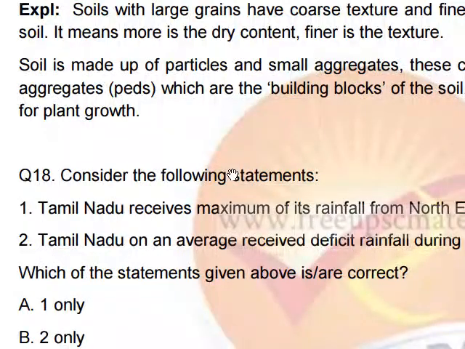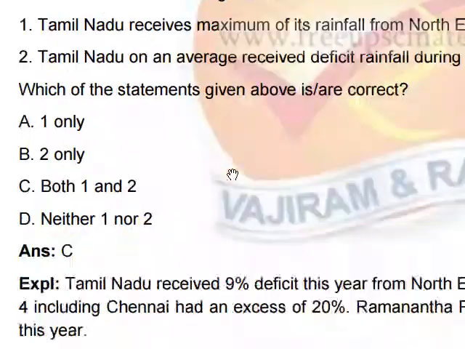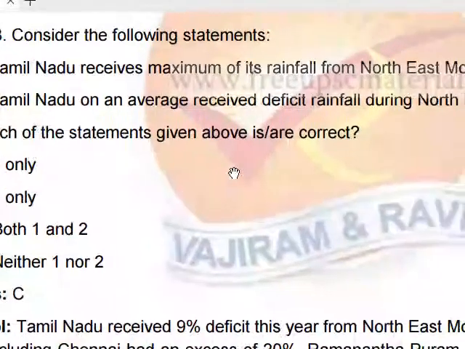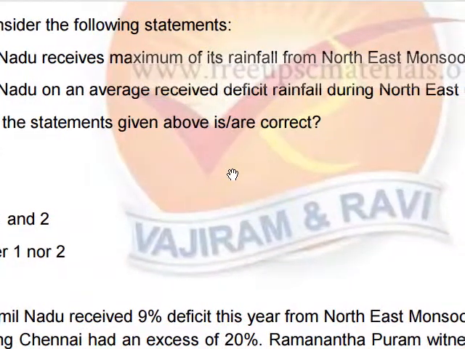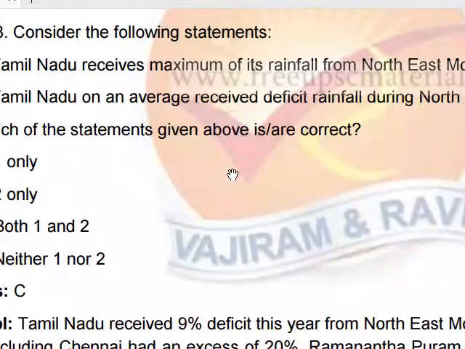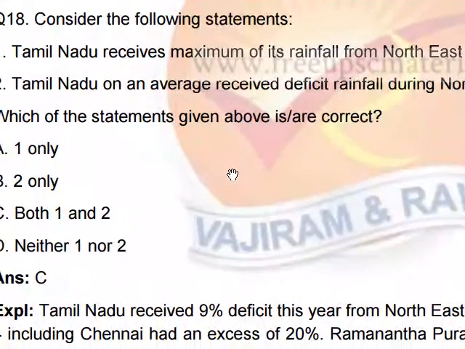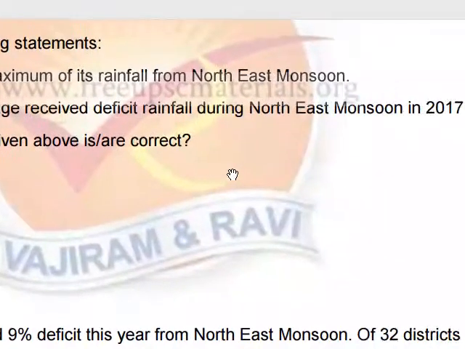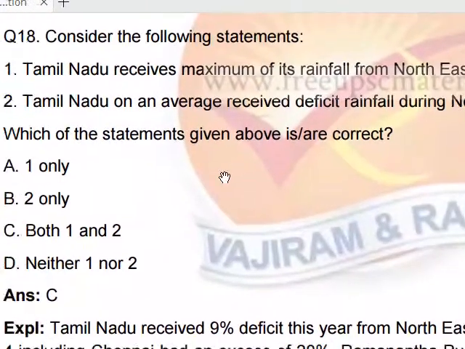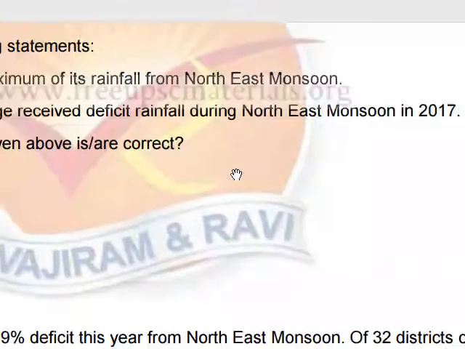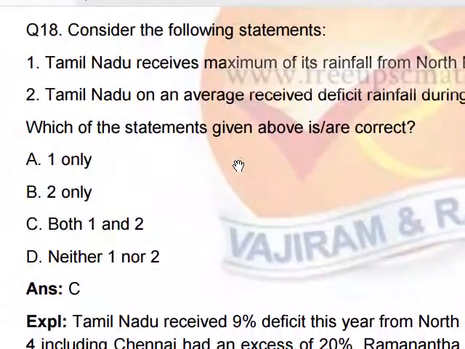So please remember, consider the following statements. Tamil Nadu receives maximum rainfall from the northeast monsoon. Okay, so it is correct. Tamil Nadu, on an average, received deficit rainfall during the northeast monsoon in 2017. So it is correct.